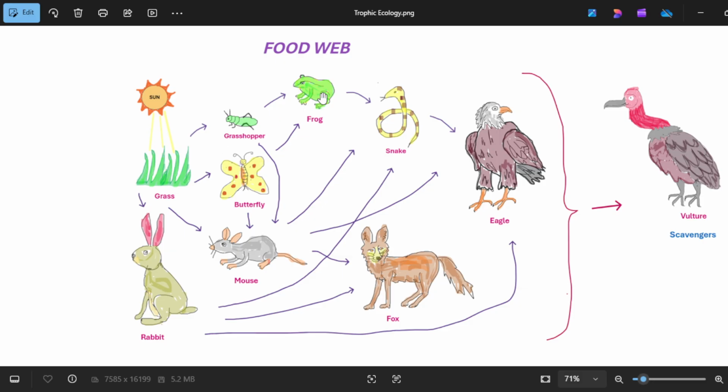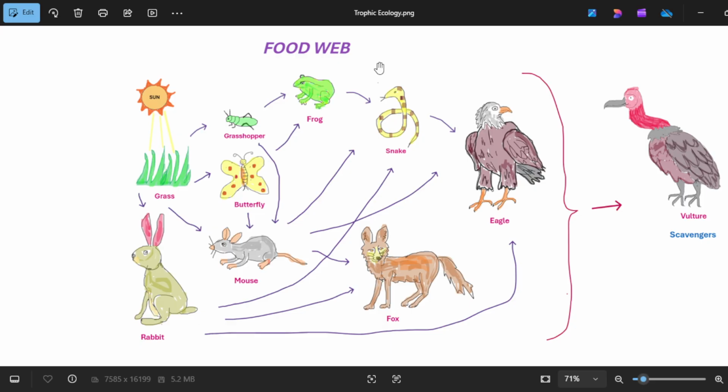So the frog is there, it is being consumed by the snake. The frog consumes the grasshopper as well as the butterfly. So a food web is nothing but an interconnected network of food chains which together give a web-like structure. See, all are interconnected and it gives a web-like structure. That's why it's called a food web. And this is the actual real picture of our ecosystem.